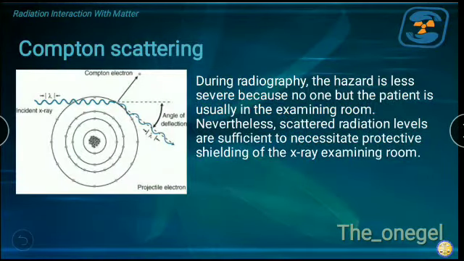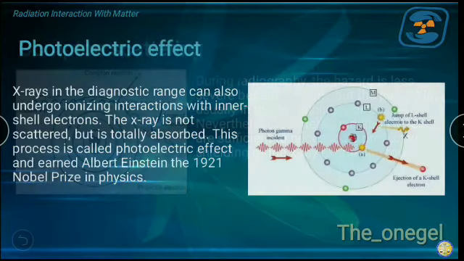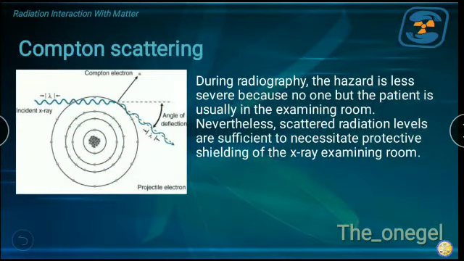During radiography, the hazard is less severe because no one but the patient is usually in the examining room. We are shielded at our operating console, with a concrete barrier, unless the useful beam is directed towards you. That is a different story. Nevertheless, scattered radiation levels are sufficient to necessitate protective shielding of the examining room. So that is all about Compton scattering.